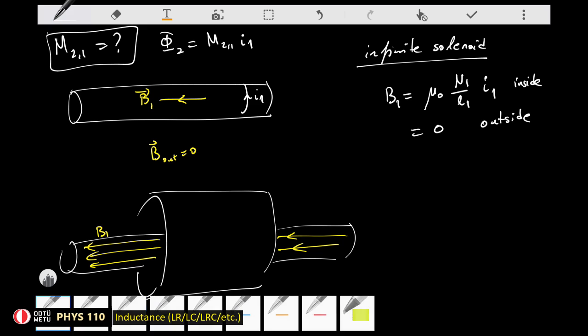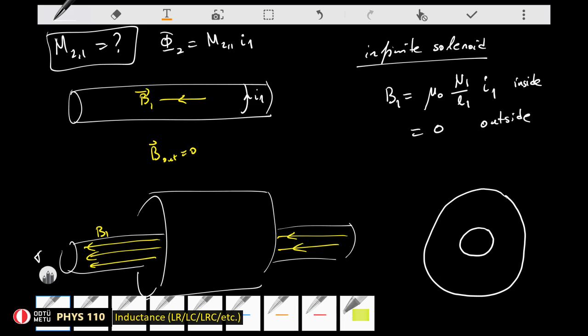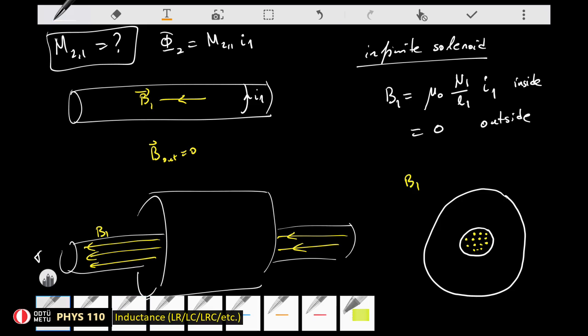I can look at this picture from this point of view. In that case, the first solenoid inside would look like a small circle. The big solenoid is going to look like this big circle in here. The magnetic field would be present only inside the small circle. There's a magnetic field in here, so that's B1. Let me show it like that, B1, with an arrow.